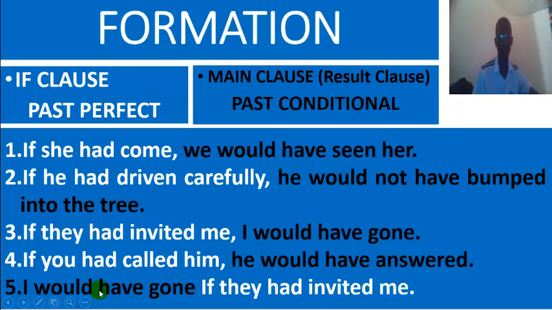Et là, vous voyez que la phrase ici en noir commence par le main clause, ce qui est très possible, mais dans ce cas, il n'y aura pas de virgule pour séparer les deux parties.